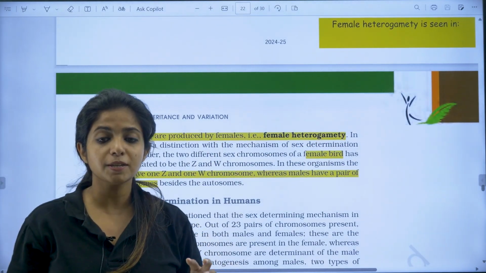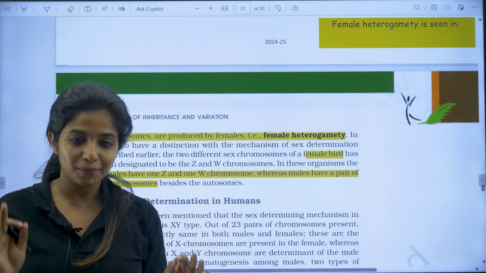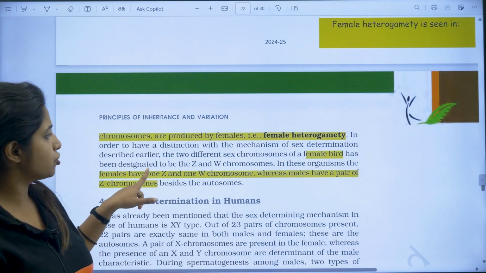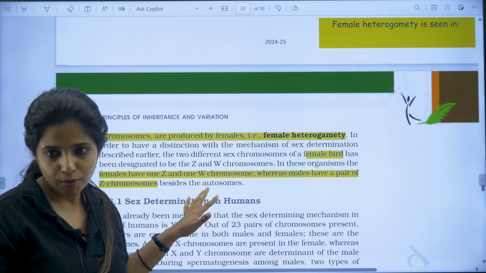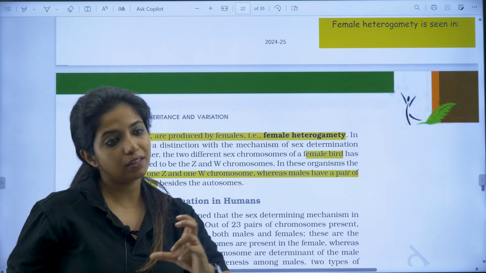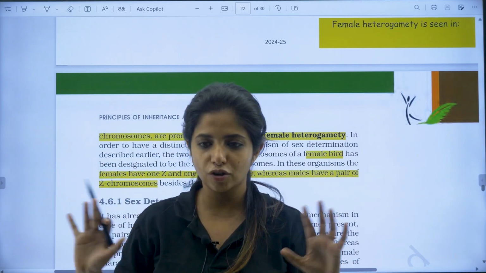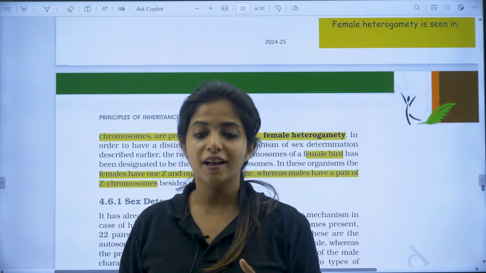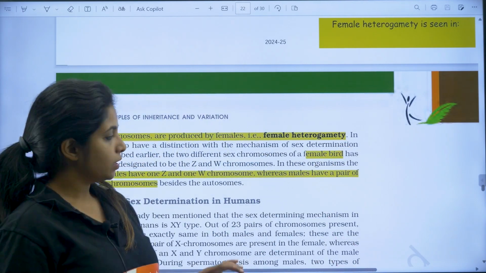In birds, what happens? For a bird to be a female, basically it should be Z and W. It should be what? Z and W. Unlike the male birds, which have ZZ. So either way, the gametes which will be found will be Z or Z. So males are not showing heterogamety, but females here are going to show heterogamety, because it can be either Z or W. So that is one thing.